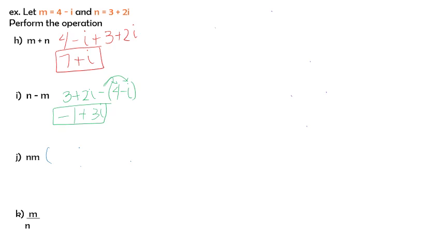n times m, I'd have 3 plus 2i times 4 minus i. So I'd have 3 times 4 is 12. 3 times negative i is minus 3i. 2i times 4 is plus 8i. 2i times negative i would be minus 2i squared. Again, I'm going to change that i squared to be negative 1, so this would become plus 2. So I have 12 plus 2 is 14. Negative 3i plus 8i is plus 5i.